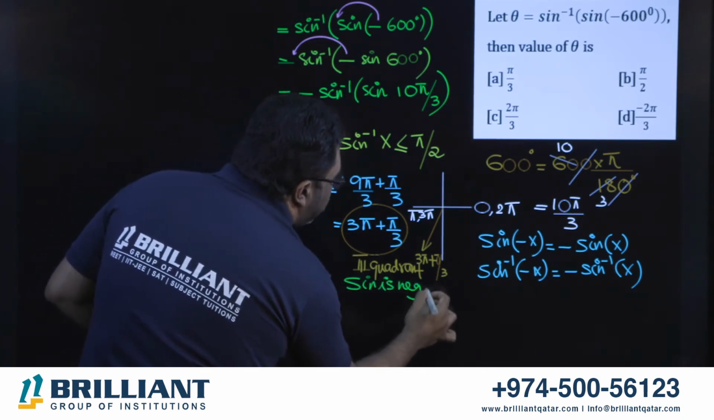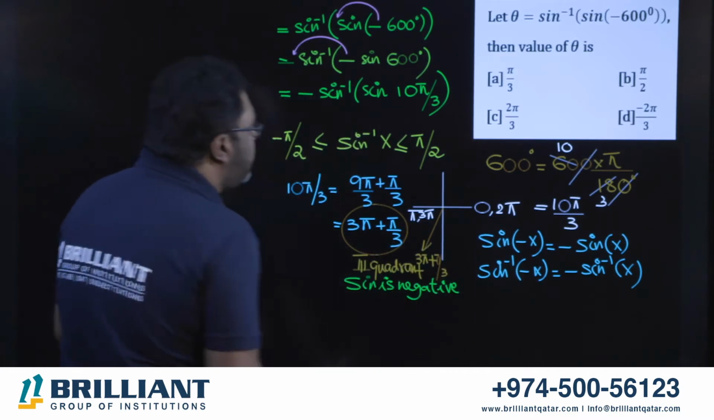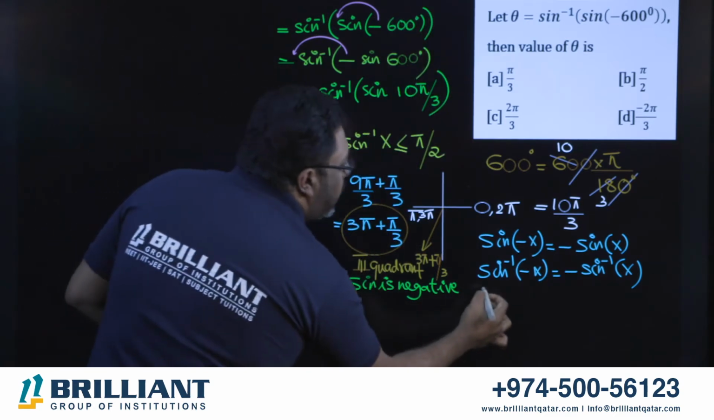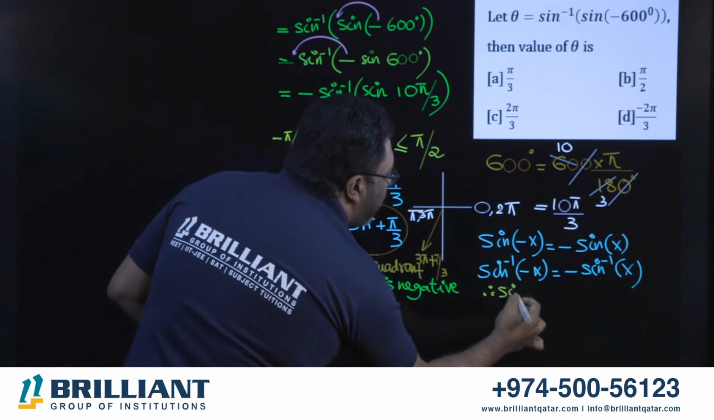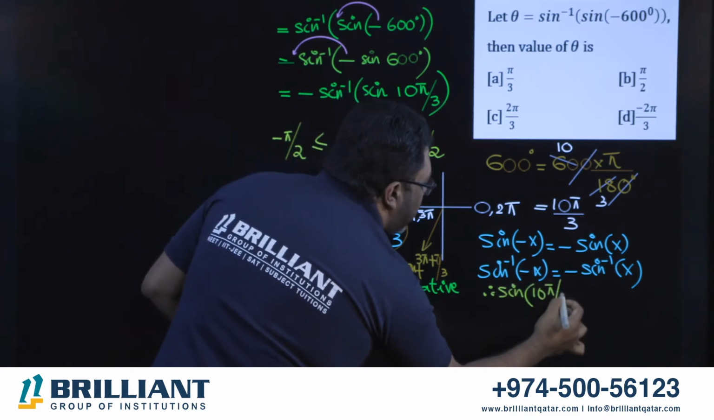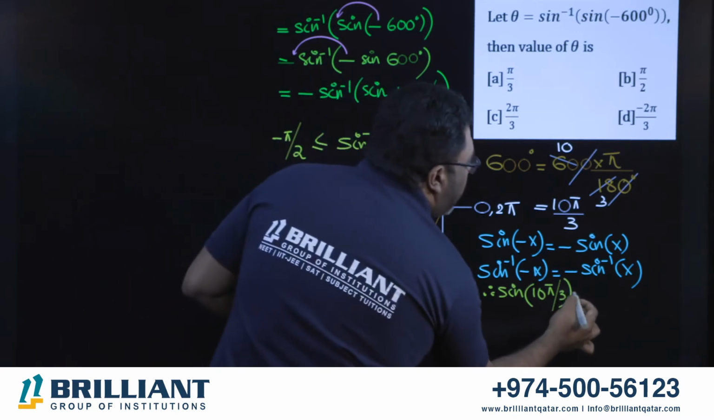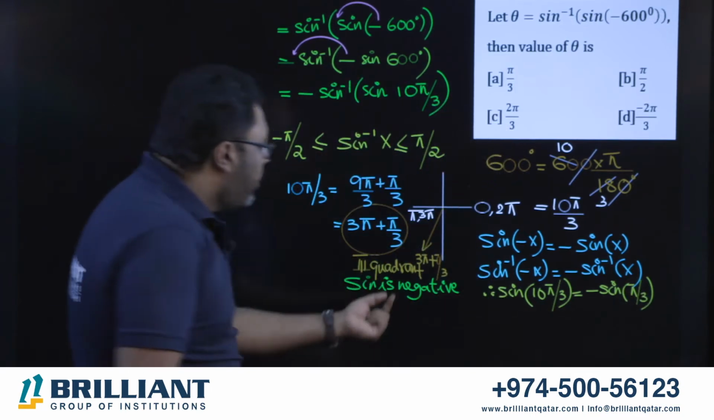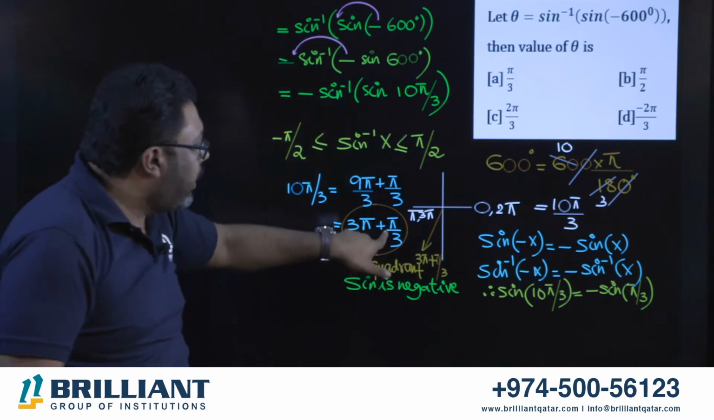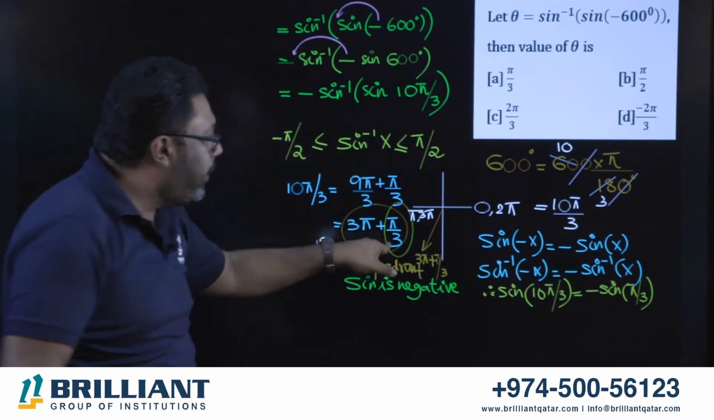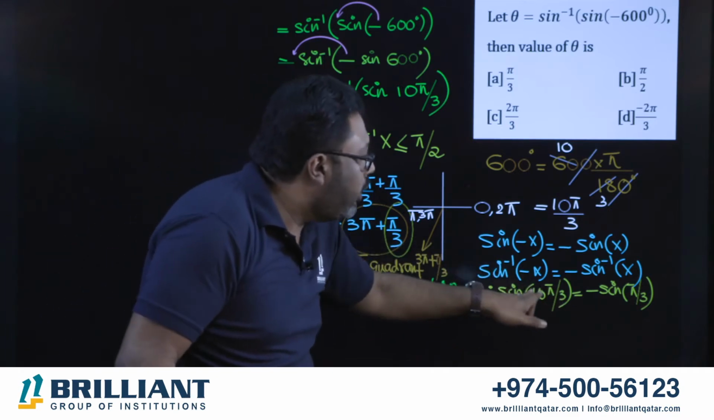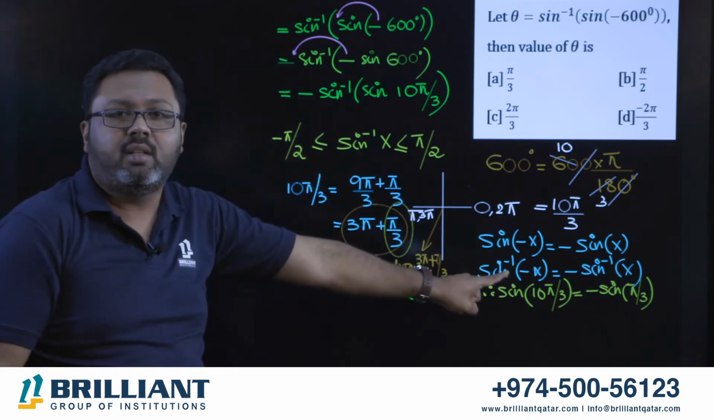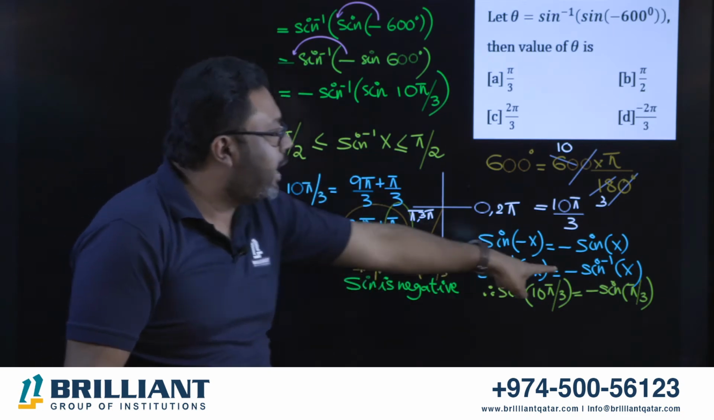So if sine is negative in the third quadrant, what is my answer going to be? So my final answer, all of you very quickly understand. Therefore, sine of 10 pi by 3 is going to be minus sine pi by 3. Why? Because sine is negative. So minus will come out and the corresponding angle is pi by 3. So sine of 10 pi by 3 is minus sine pi by 3. I wouldn't want to explain this too much because this is an 11th standard concept.